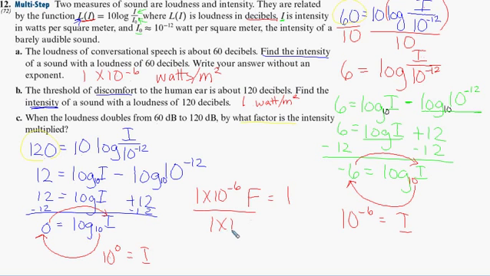So we're trying to figure out what this factor is. That means we take 1 divided by 1 times 10 to the negative 6. You can enter that in your calculator if you want, or you can recognize that it's going to be 1 million, okay? So the factor is equal to 1 million. So by what factor is the intensity multiplied? By 1 million, okay? And that's kind of the nature of logarithmic functions, okay?